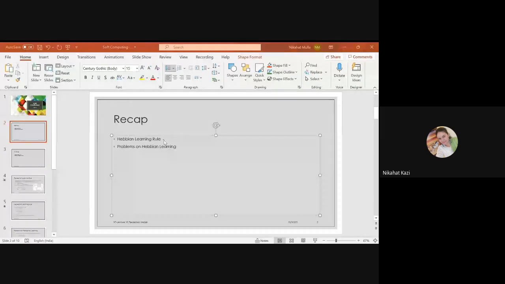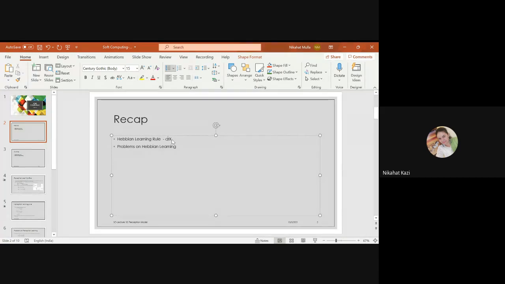So learning rate, C R X. Don't forget that equation of the general learning rule. The weight update equation for the general learning rule is C times R times X. Where C is the learning constant, R is the learning signal, and X is the input vector.